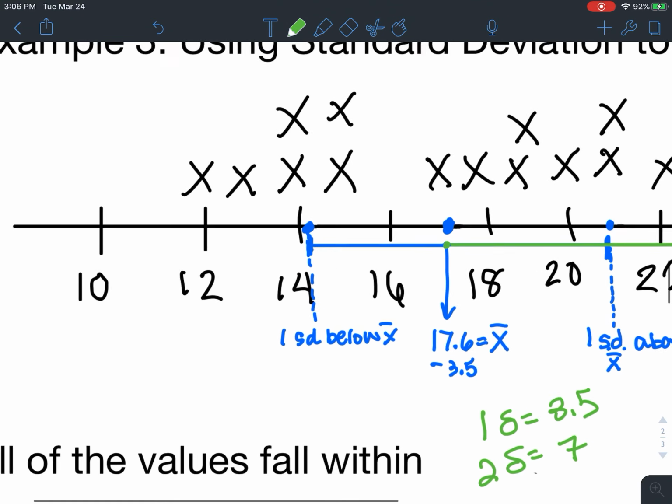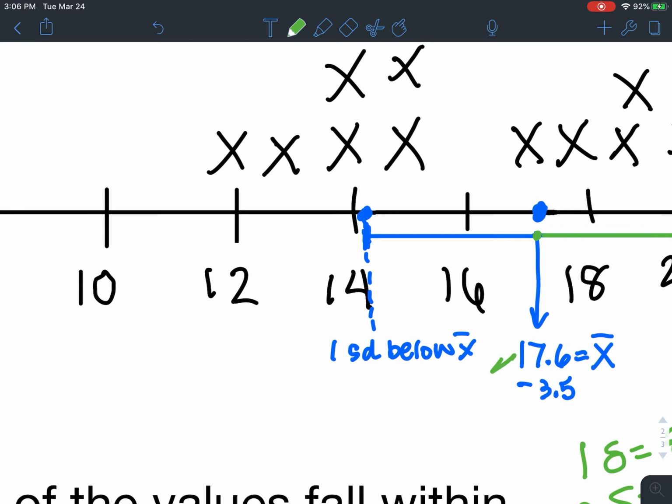And likewise, I could do that below as well. So 7 below 17.6 is 10.6. So about here.